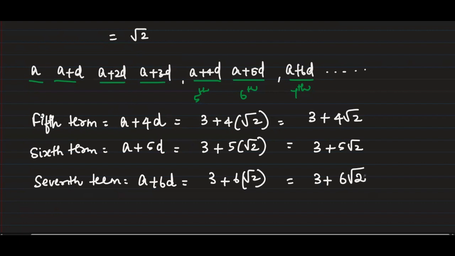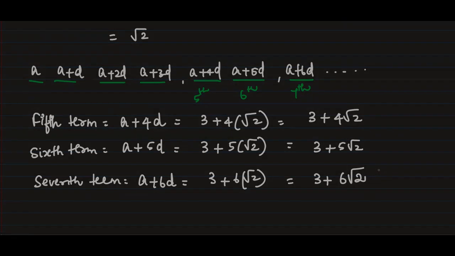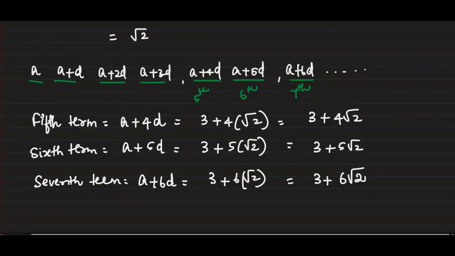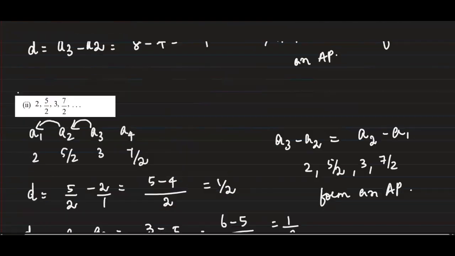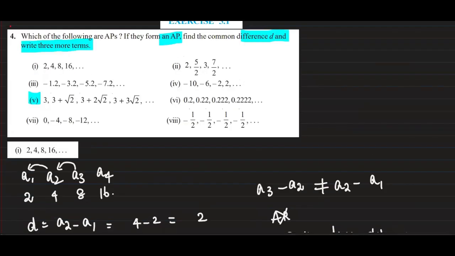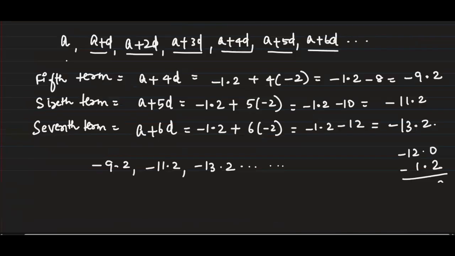So the next three terms of this AP will be 3 plus 4 root 2, 3 plus 5 root 2, and 3 plus 6 root 2. That's all. Now moving on to the next question, question number 6. So question number 6 is decimals: 0.2, 0.22, and so on, which goes like this. Now let's see whether it forms an AP or not.